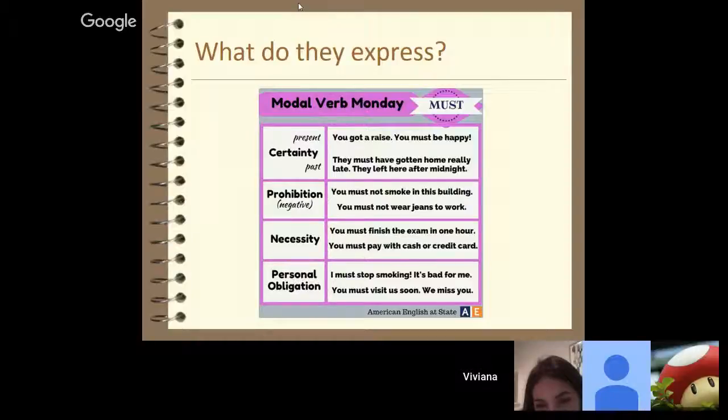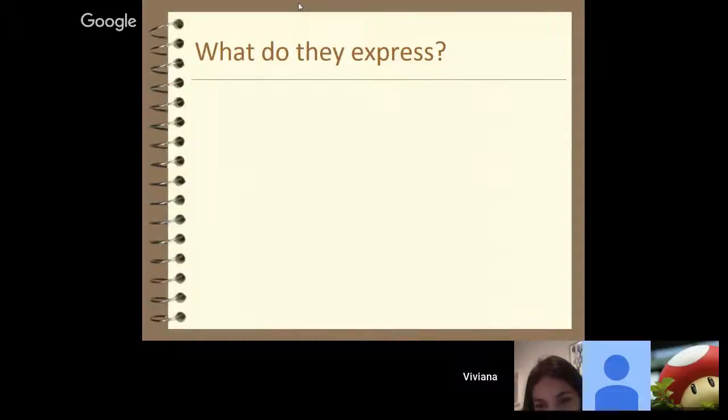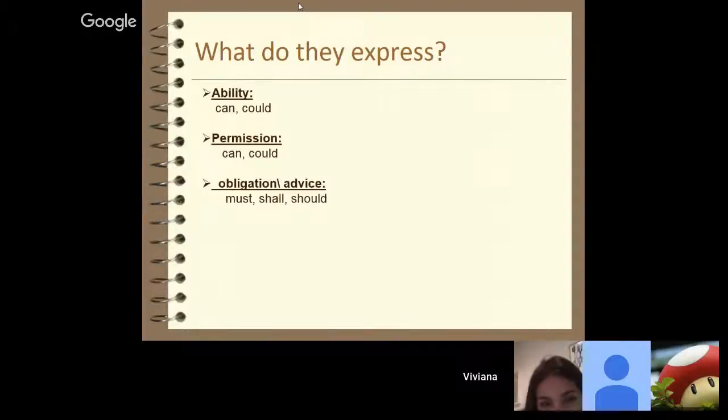It's an obligation. Okay. And now, what do they express? The verbs can and could express ability. The verbs can and could also express permission. The verbs must, shall, and should express obligation or advice. And the verbs that offer something are shall and would. For example, shall we go to have dinner? Or would you like to come with me? Or, for example, for obligation: you must go to your English class.